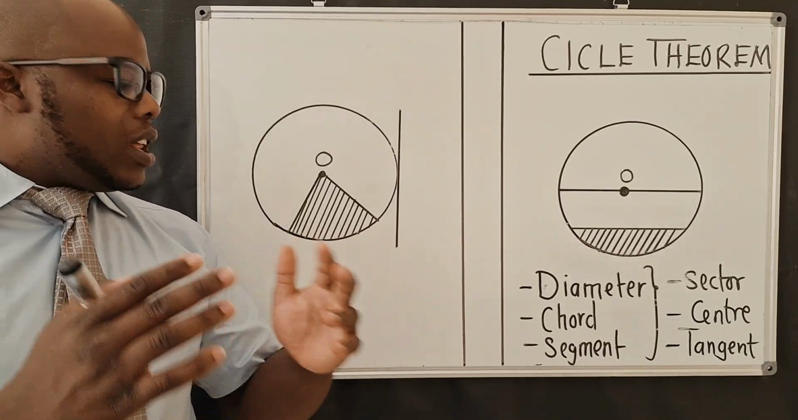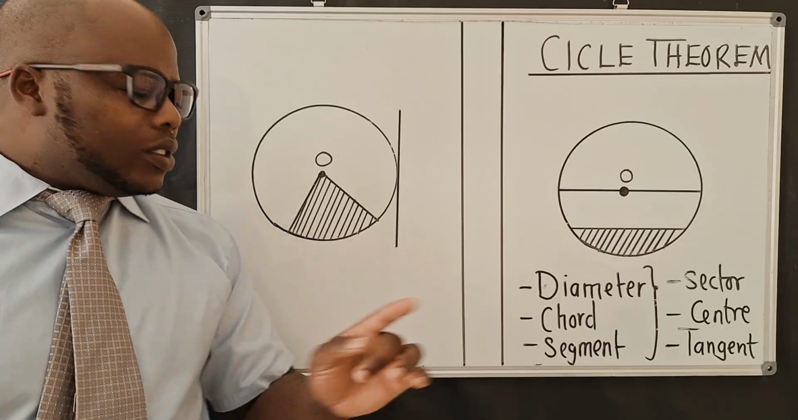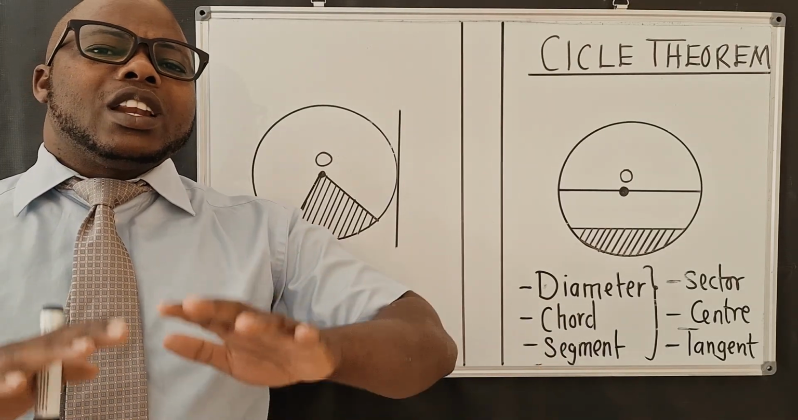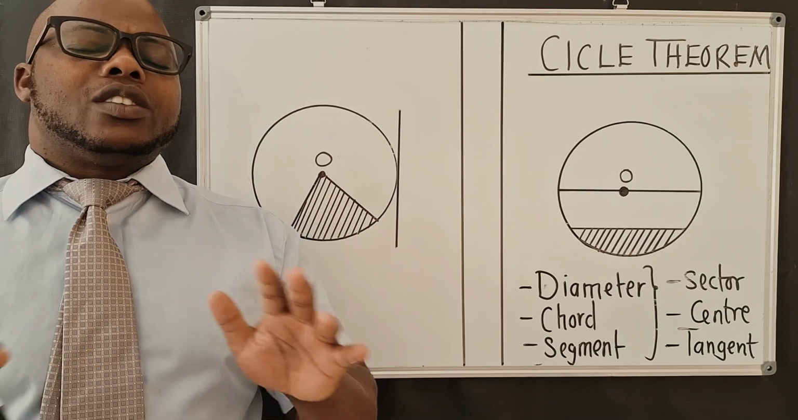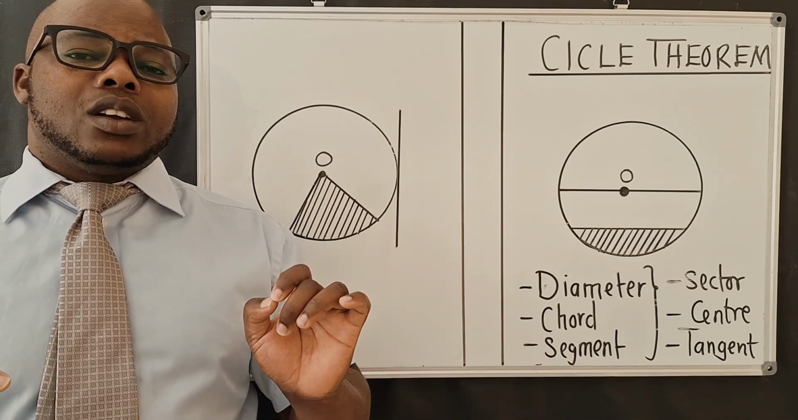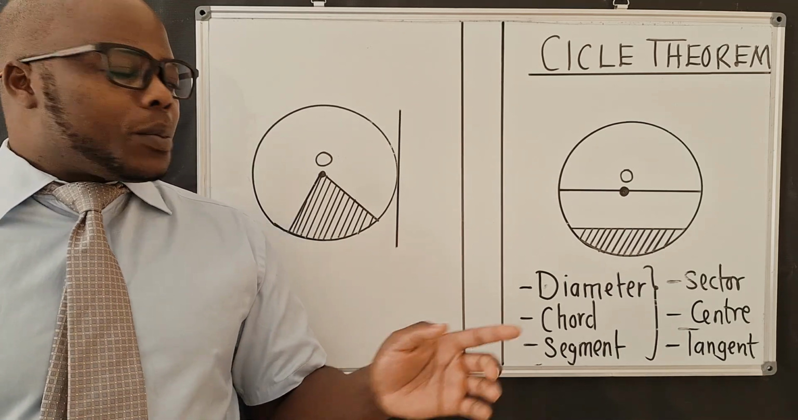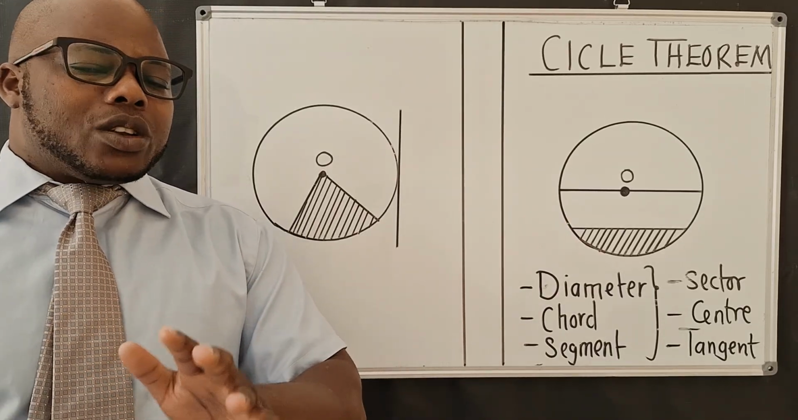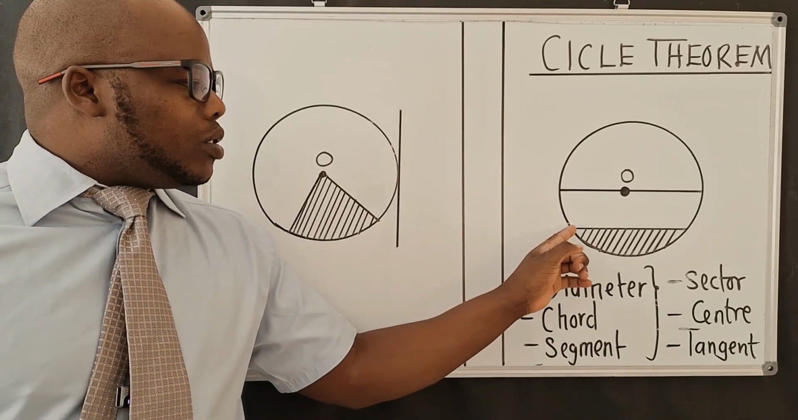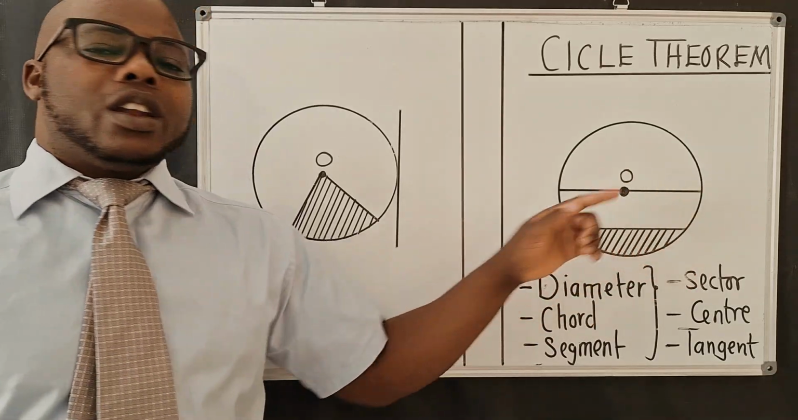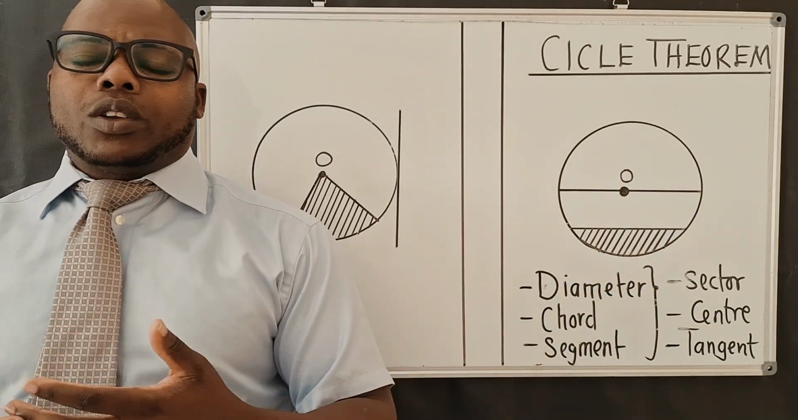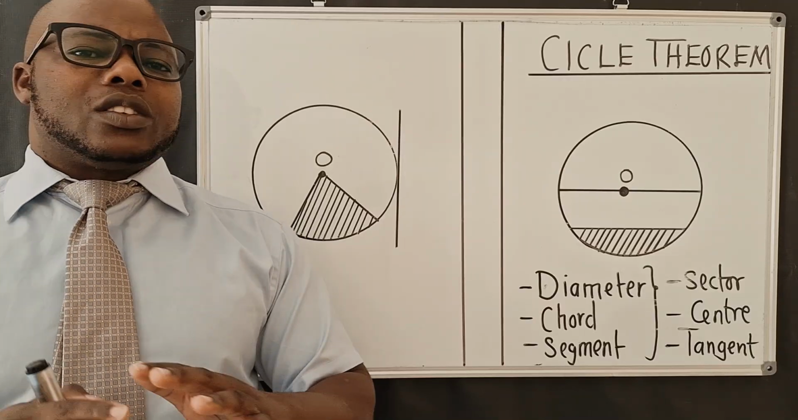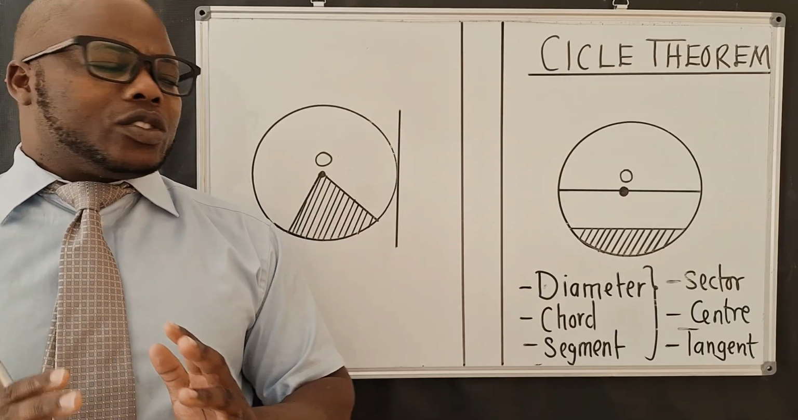And then the other thing that you need to know is a chord. A chord will just be any line that is touching both sides of the circle, regardless of where it's passing, for as long as it's a line, that's called a chord. So for example, this to this, it's a chord. Even a diameter is also a chord, provided it's touching both sides of the circle.